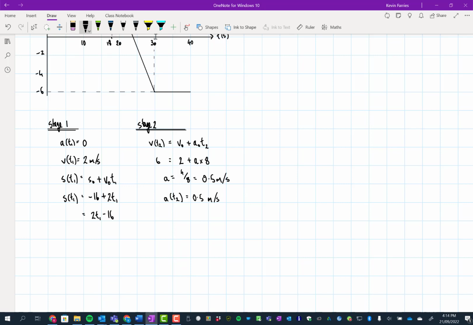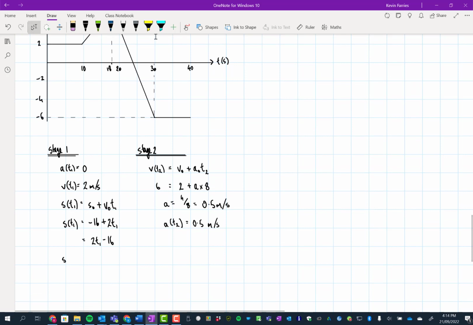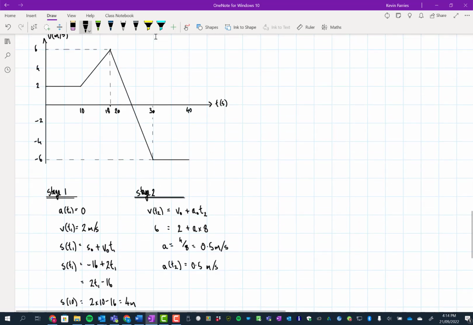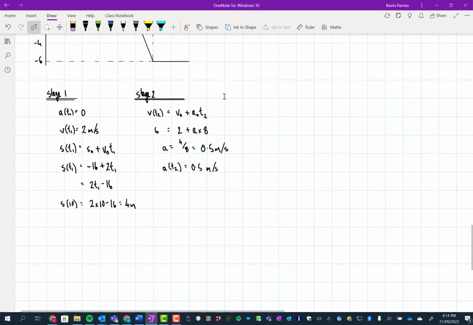So at the start of stage 2, let's just figure it out from here. So at the end of stage 1, S of its end of stage 1 is after 10 seconds. So the displacement at 10 seconds is just equal to 2t minus 16. So it's going to be 2 times 10 minus 16, which is equal to 4 meters. So at the start of stage 2, this initial displacement at stage 2 is going to be 4 meters.